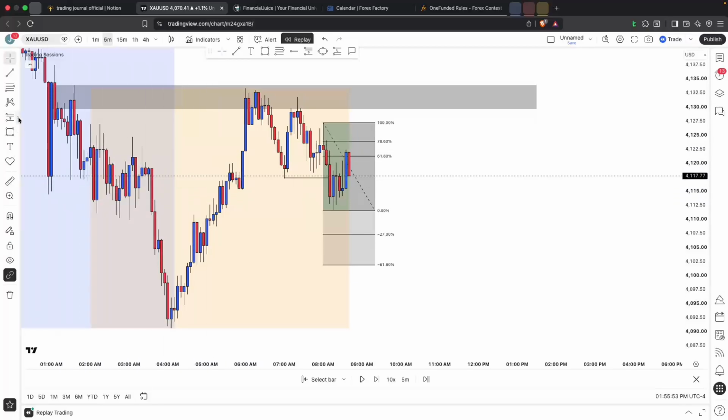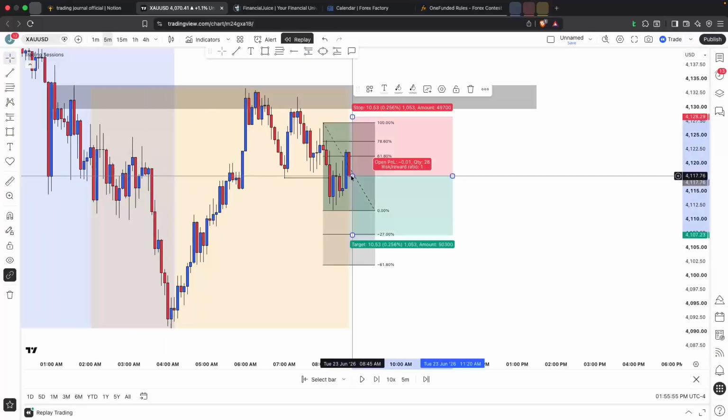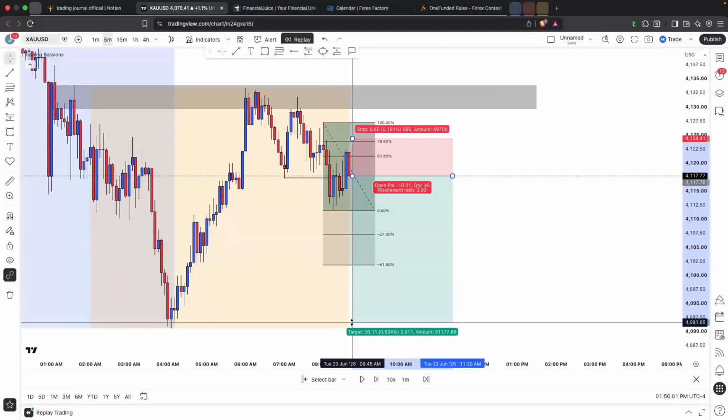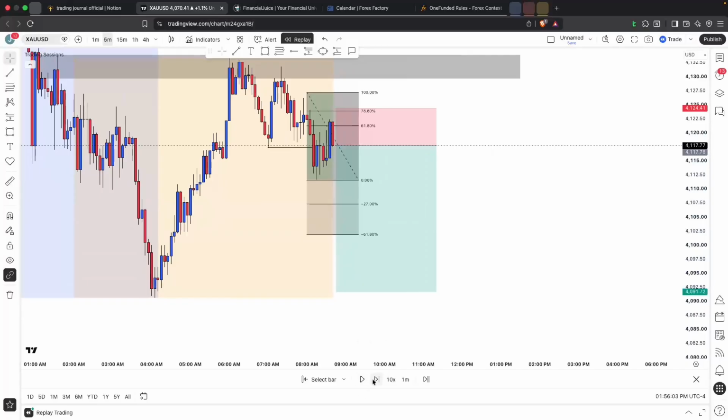Yeah, this would be my entry right here. I had it on 5 minute. I would enter right here, TP probably down to this area. I wouldn't really have my TP at negative 27 or anything. Not gonna get scared by these little fake outs. Price pushing back up, not gonna get scared by that.